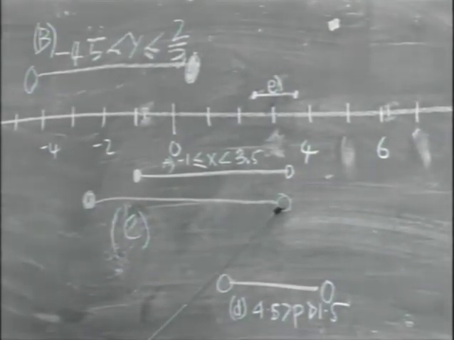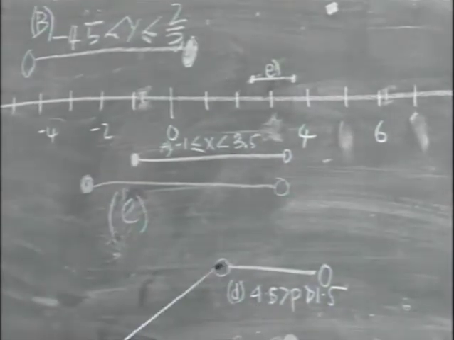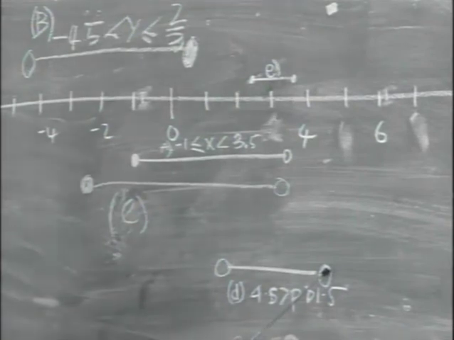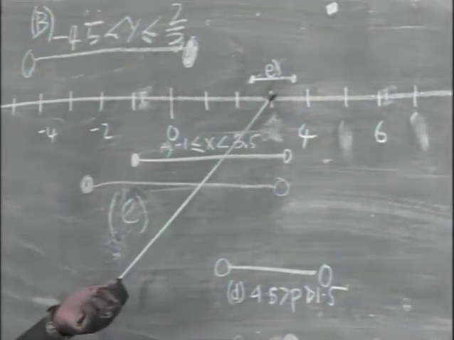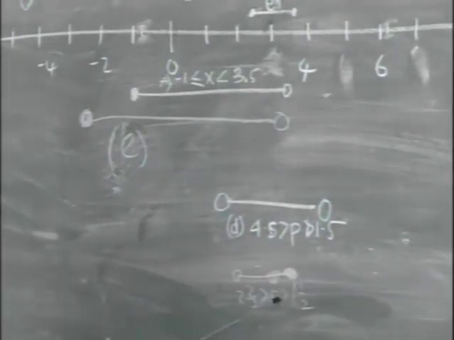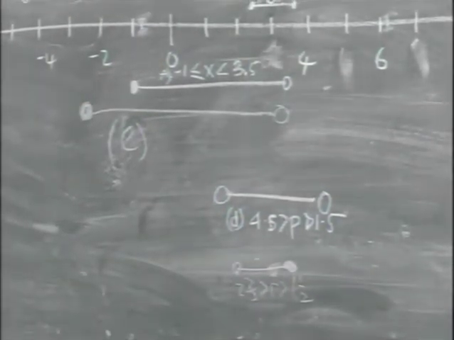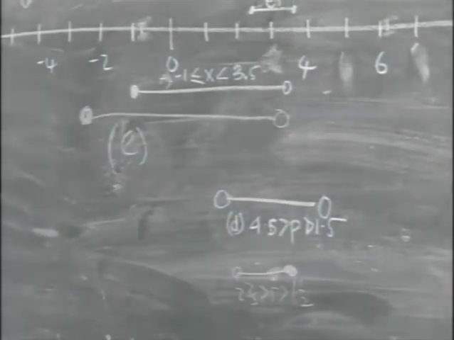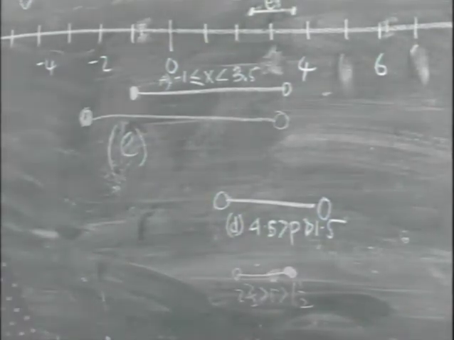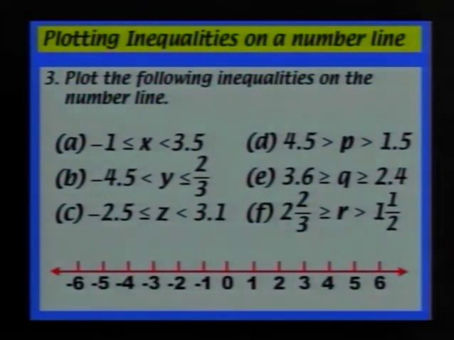Okay. D: 4.5 is greater than P, which is greater than 1.5, between 1.5 and 4.5. E: between 2.4 and 3.6. And then F: between 1.5 and 2 and 2/3, including 2 and 2/3. Okay, just check that you've got those correct, and then we'll go on from there. The test that you are going to do includes everything up to inequalities.